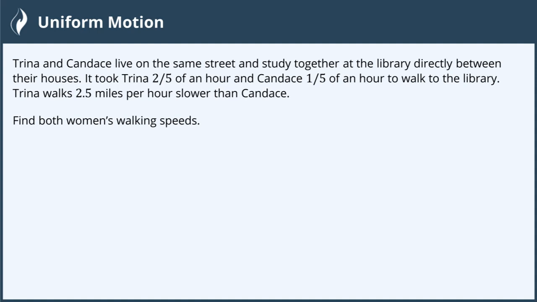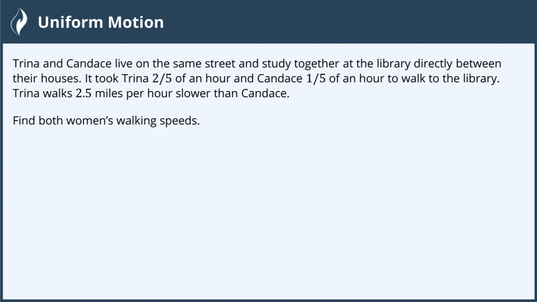In this video, we're going to solve a uniform motion problem. Trina and Candace live on the same street and study together at the library directly between their houses. It took Trina 2/5 of an hour and Candace 1/5 of an hour to walk to the library. Trina walks 2.5 miles per hour slower than Candace. We want to find both women's walking speeds.